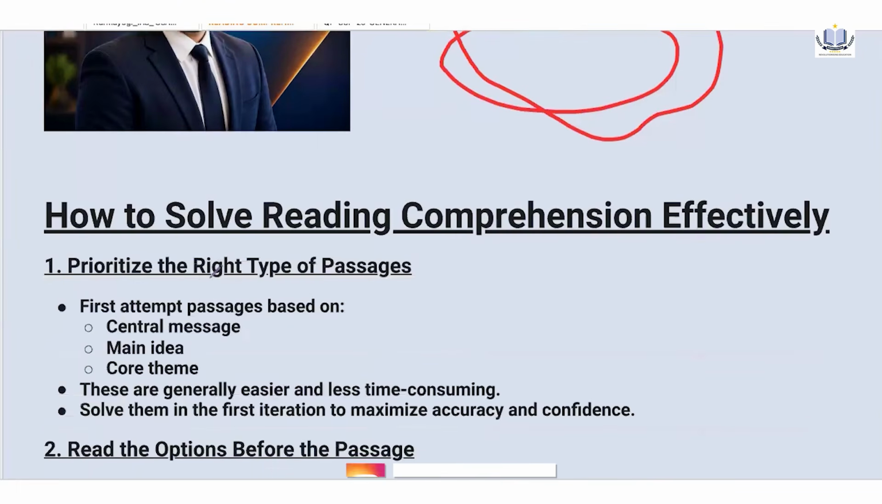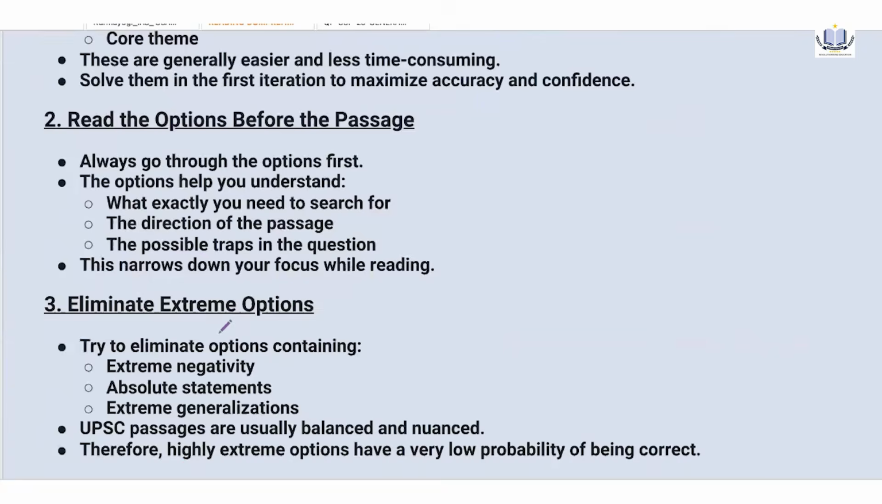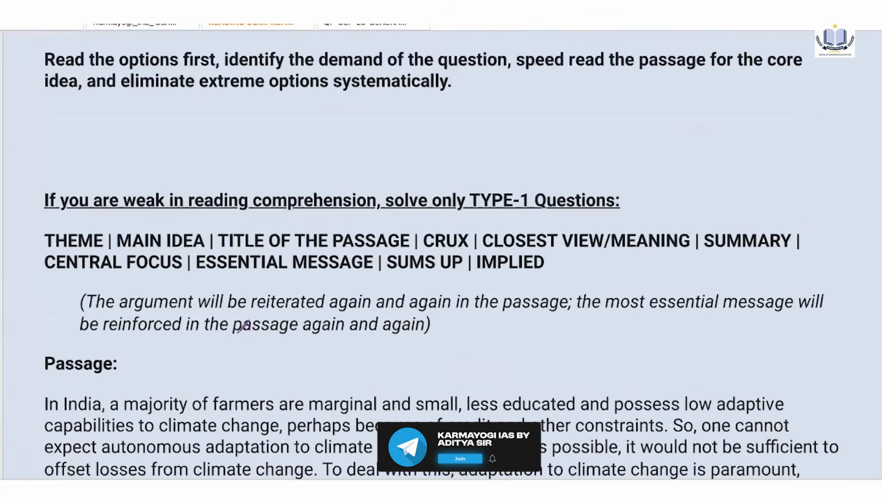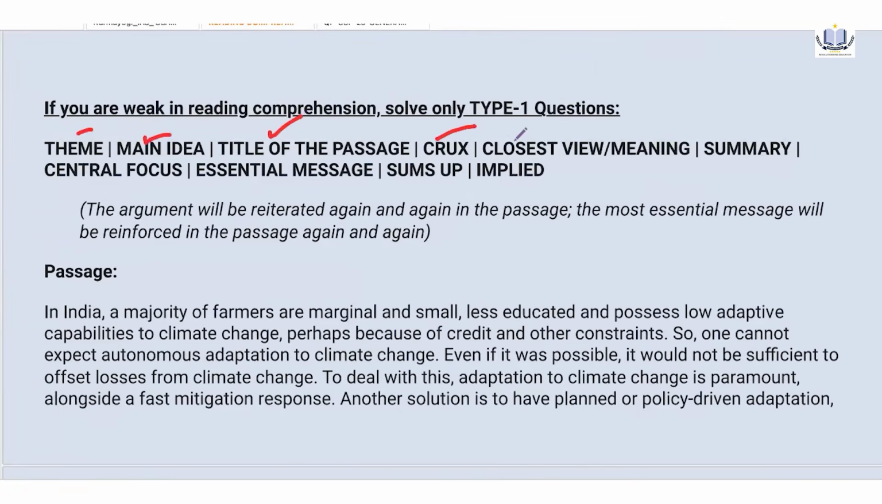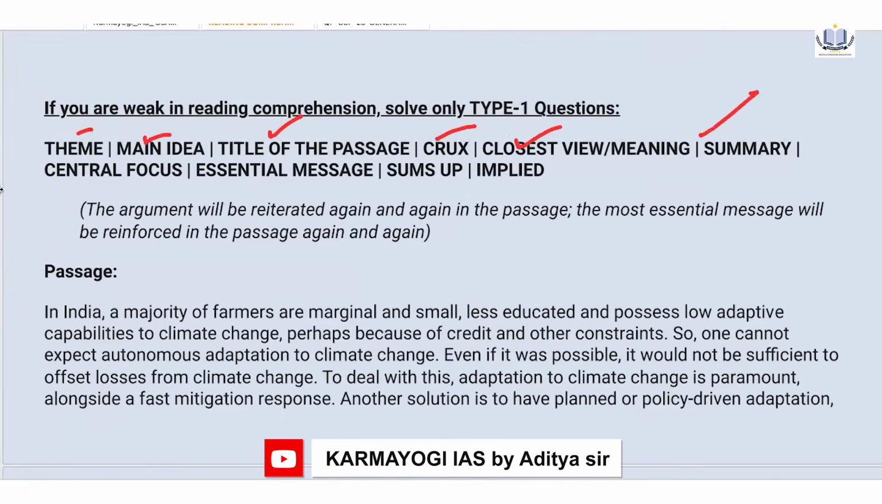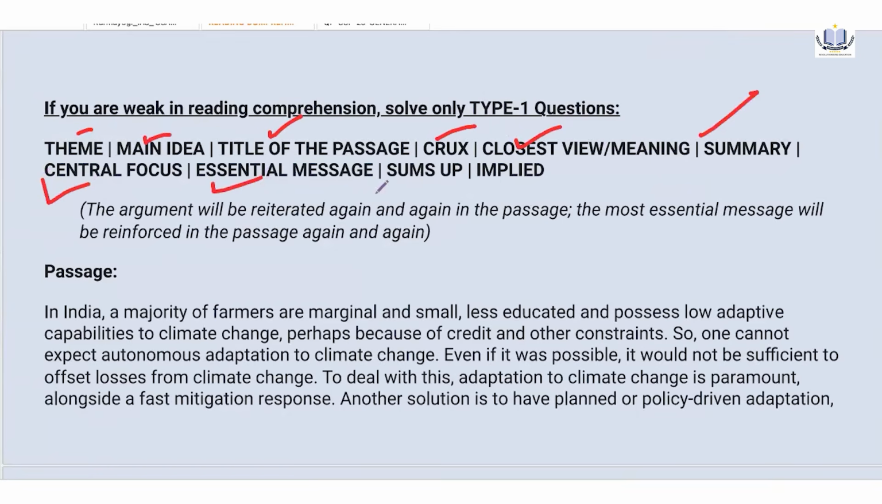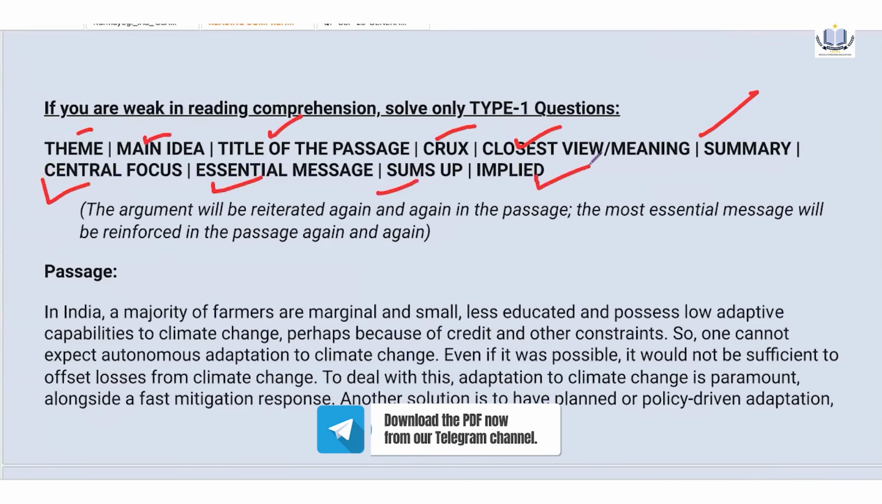If you are very weak in English, you have to prioritize the right type of passage. Right type means the easiest one. The easiest one is the passage which is asking you theme, main idea, title of the passage, crux, closest view or meaning, summary, central focus, essential message, sums up, implied. Why is it easy to find? Because in the entire passage, the same argument will be reiterated or repeated again and again. That is the central message, and it is the easiest thing to find out.